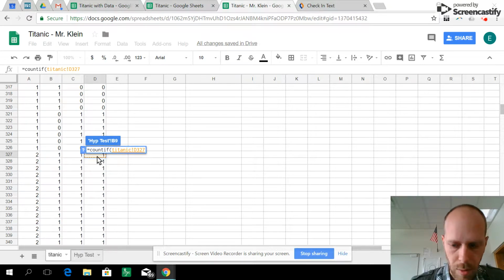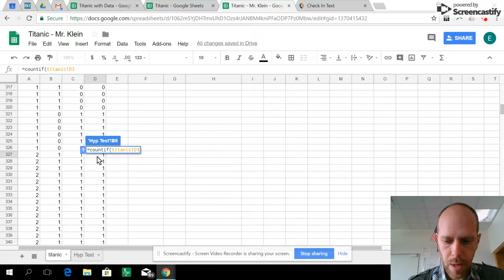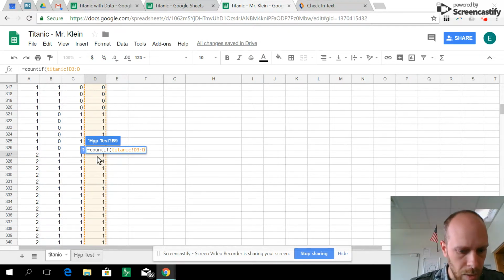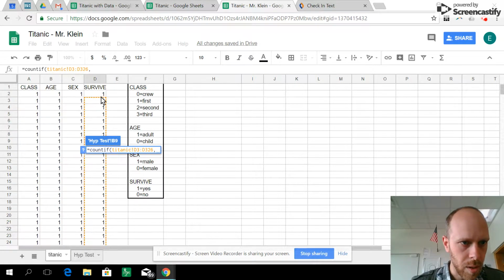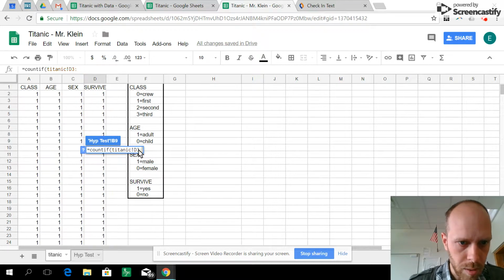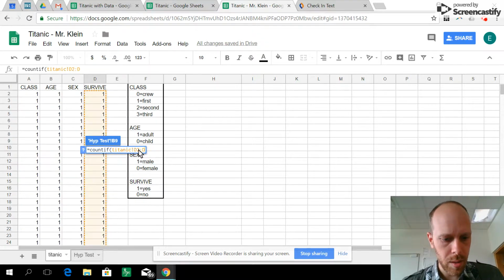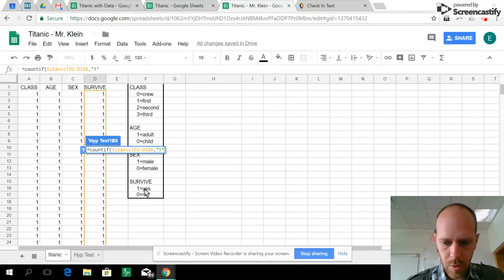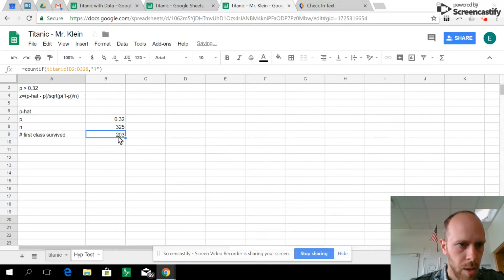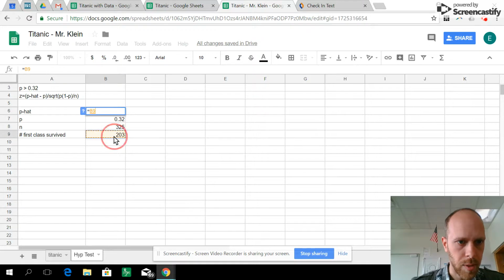So let's see, what is that? D3 to D326. And scroll back up here. Wait, it's D2. And they survive if they're a 1. So 203 survived. That means our p hat is going to be equal to this number divided by this number.